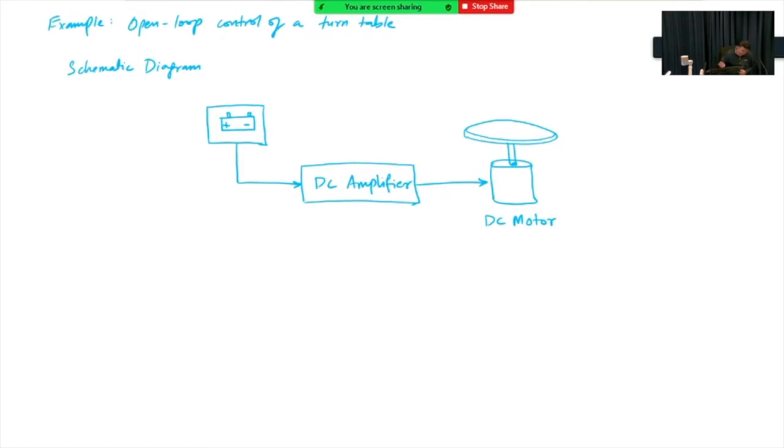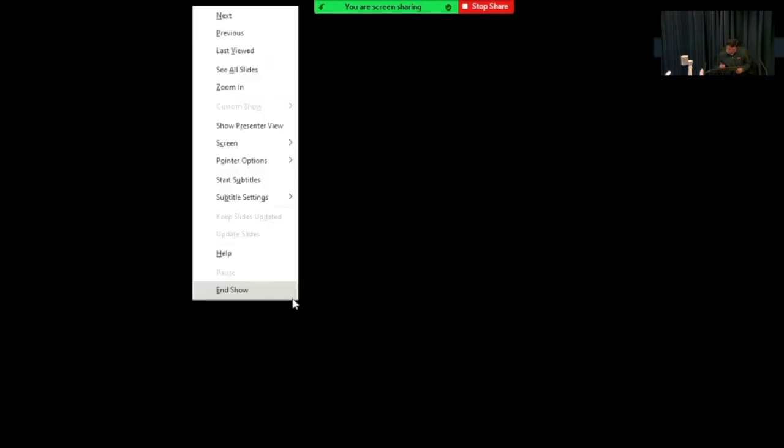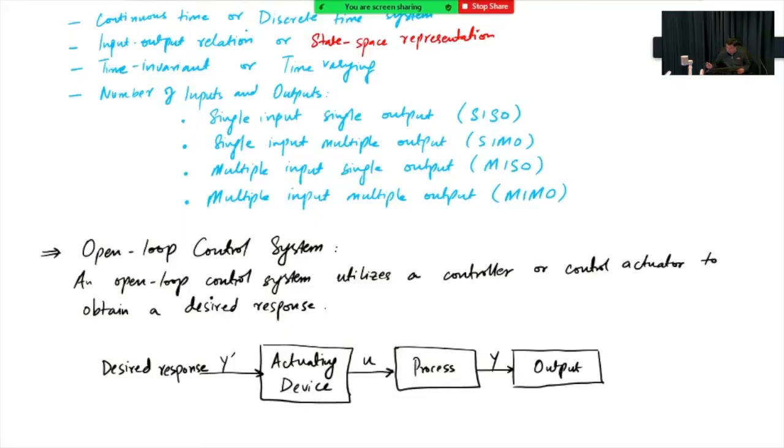Now, if you want to turn the table at a certain speed, you can design an open loop controller. So let's see how that looks. Oops, I did something wrong. Okay, just give me a second.